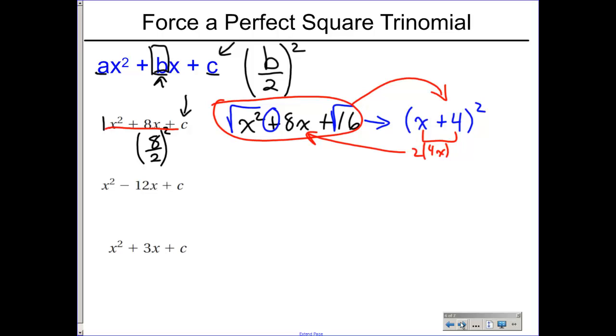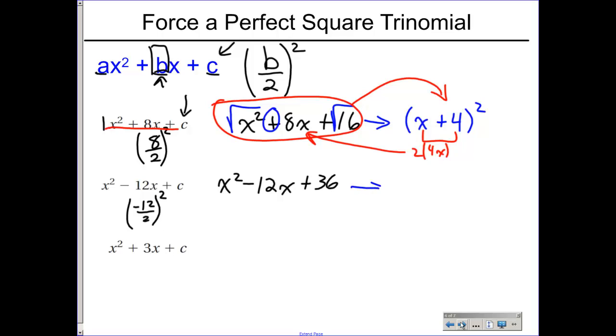Next example here, we're going to take the negative 12, take half of it, and then raise it to the second power. Well, negative 12 divided by 2 is negative 6, and negative 6 squared is going to give us 36. So we're going to rewrite that as x squared minus 12x plus 36. This is our perfect square trinomial.